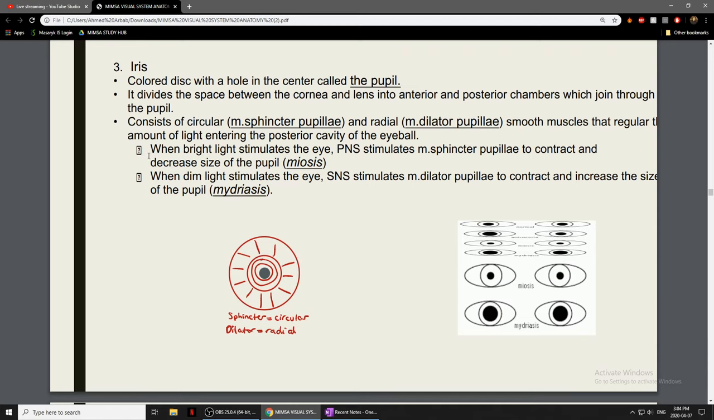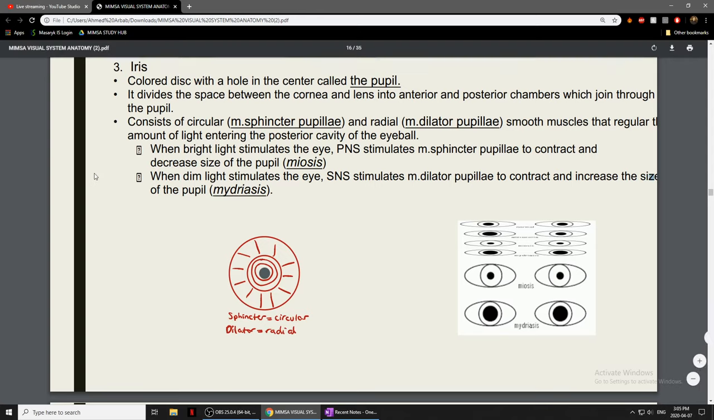So just physiologically, we can talk about light sensitivity. Bright light entering means that the parasympathetic system is stimulated, and the oculomotor nerve that innervates the sphincter causes it to contract, and this decreases the size of the pupil, leading to miosis. On the other hand, in dim light, in the dark, the sympathetic system is stimulated, and that stimulates the nerves that innervate the dilator pupillae. They cause it to contract, and they cause the pupil to increase in size, and this leads to mydriasis, so pupil widening.